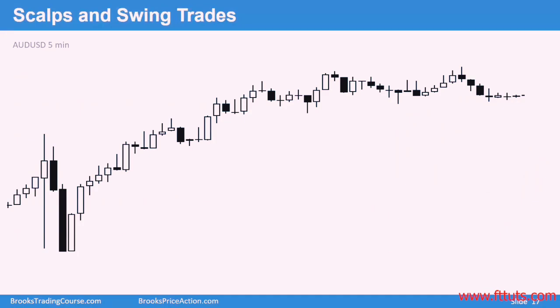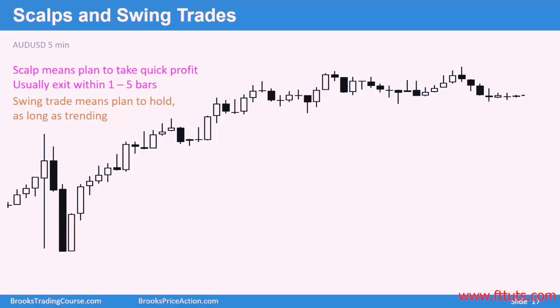Here's the Australian dollar versus the US dollar, a 5-minute chart, Forex chart. I distinguish trades into swing trades and scalps. A scalp means that I'm trying to take a quick profit. I usually exit within 5 bars, and sometimes just 1 bar. A swing trade means I'm planning to hold onto my position as long as the trend is going in my direction. Let's look at this chart and let's talk about buying here.